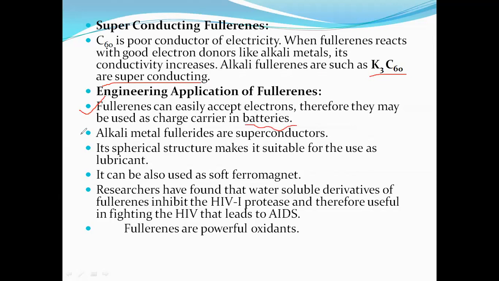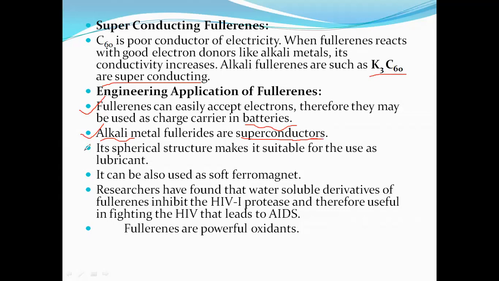C60 materials are nothing but a combination of alkali metal and C60. They act as superconductors. They are used in electrical as well as electronic appliances, electronic circuit boards, and superconductors.